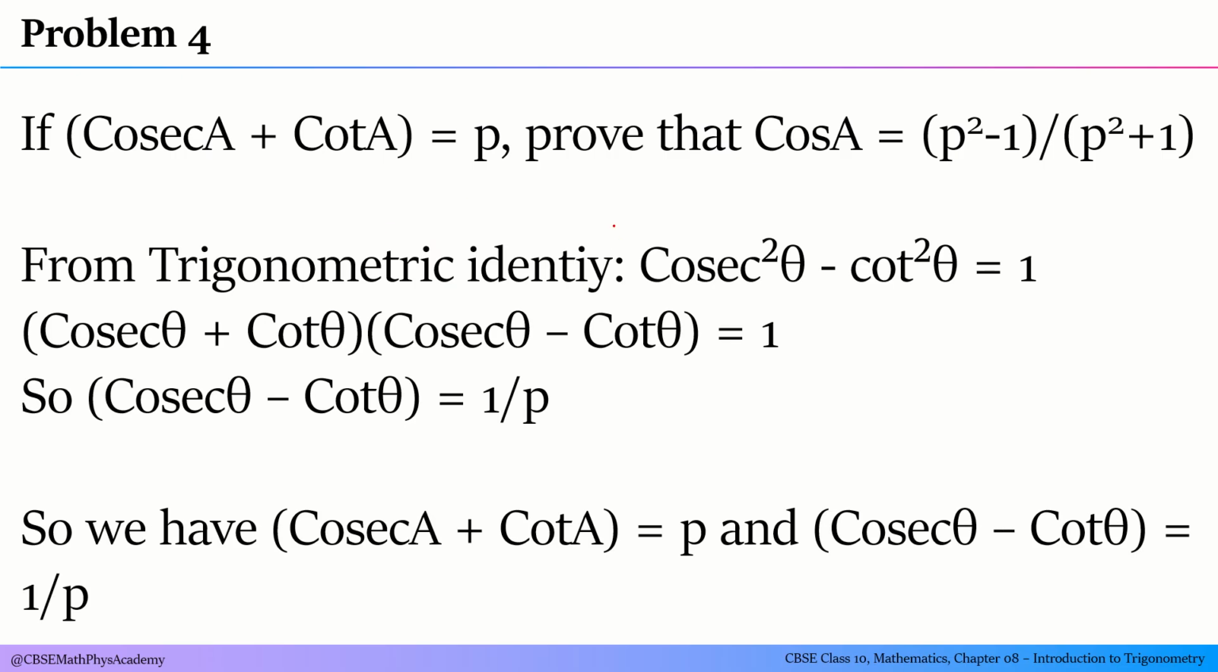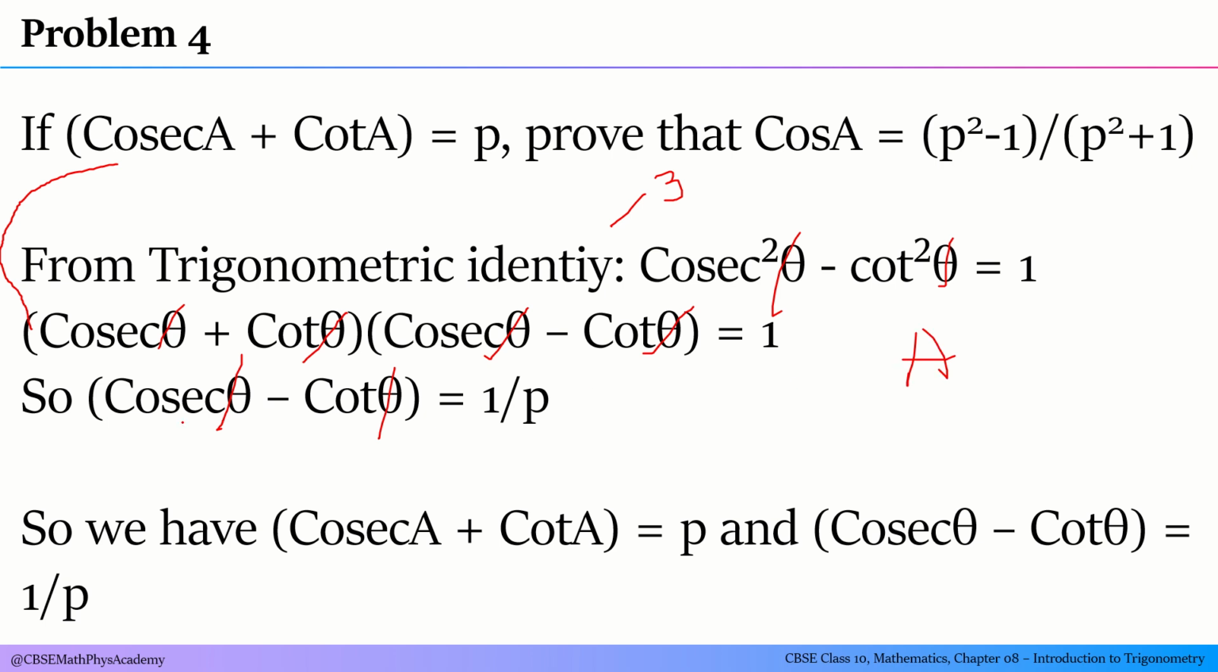So from trigonometric identity 3, cosec square theta minus cot square theta is equal to 1. This is nothing but a square minus b square format. I split it into a plus b into a minus b. So cosec theta plus cot theta into cosec theta minus cot theta is equal to 1. I have the value of cosec theta plus cot theta as p. So I'm going to substitute here and find out the value of, I think I made a mistake. I should have followed the value of A. Kindly note all this theta becomes A. It's a mistake, sorry. All this theta should be replaced with A.